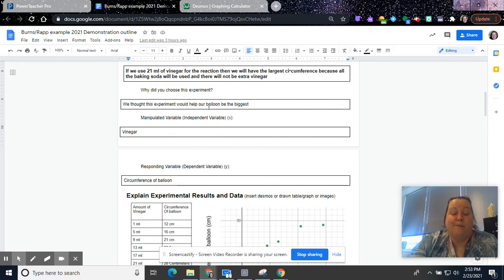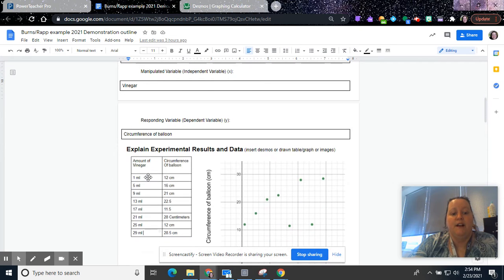Then you can talk about why you chose this experiment. We chose it because we wanted our balloon to be the biggest it possibly could. And so we wanted to experiment to see how that could possibly happen. Your manipulated variable is your X. So what are you changing each time? Remember, in an experiment, you're only changing one thing at a time. So what are you changing? And then what are you measuring? For the one that we're doing, it's the circumference of the balloon.